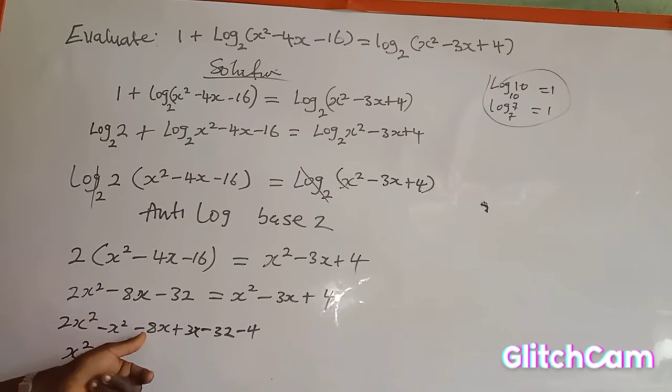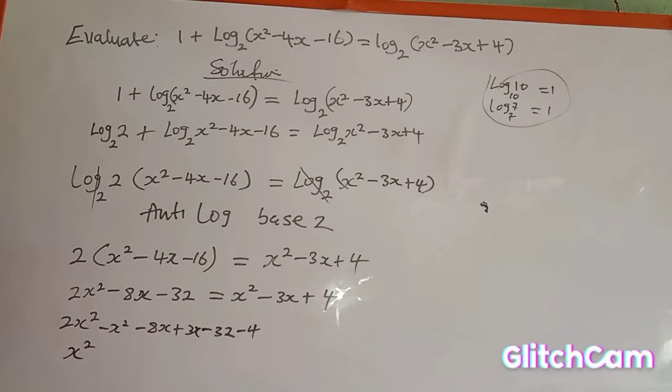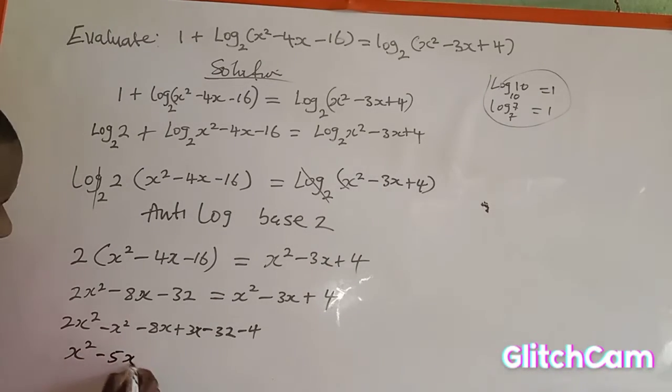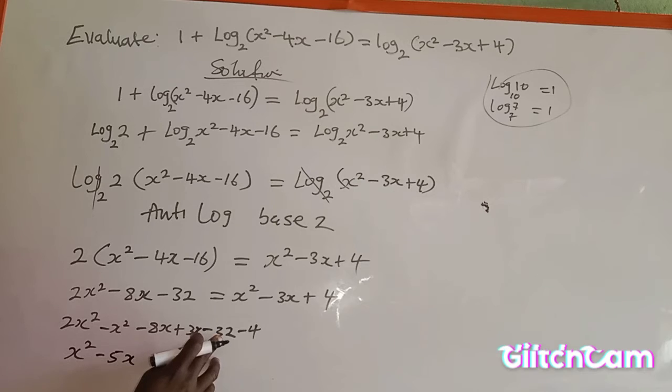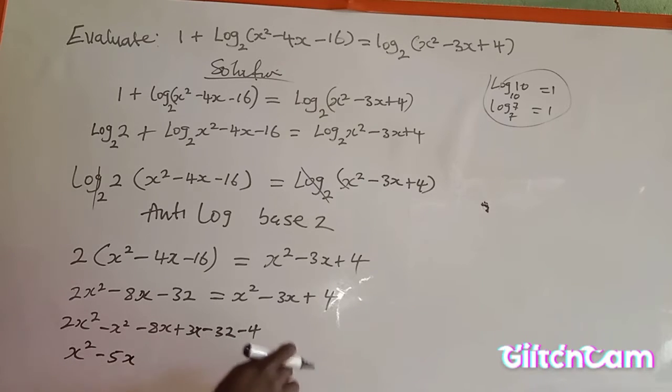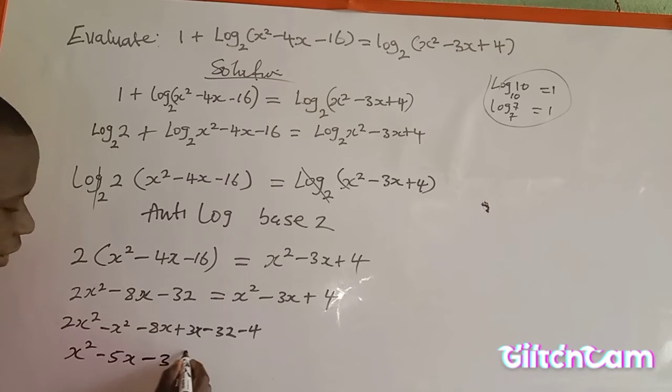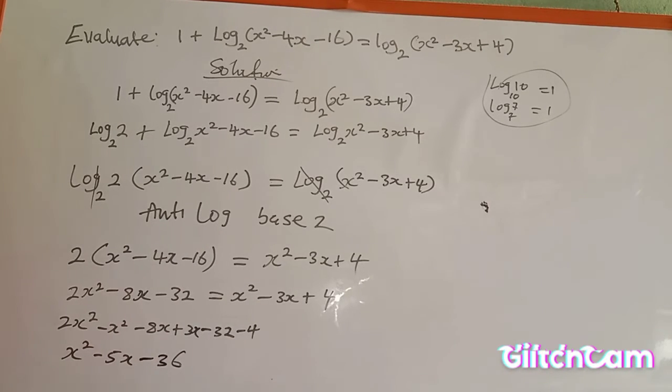So what we are going to have is negative 5s. Then minus 32 minus 4 will give negative 36. So we have gradually reduced this thing. And if you have s squared minus 5s minus 36, this is a quadratic equation. So we can equate it to 0.